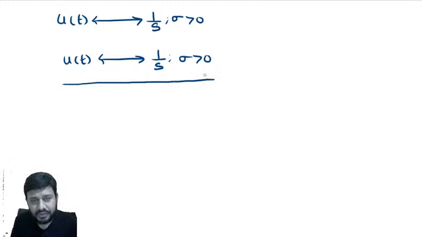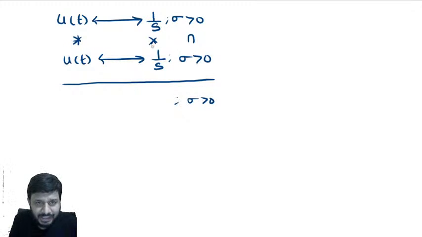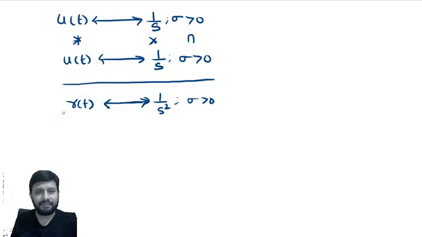Now convolve these two signals in time domain. If you are convolving in time domain, in S domain you have to multiply, and for the ROCs you take the intersection. The intersection is sigma greater than 0. If I multiply the Laplace transforms, we get 1 by s square. From the differentiation in S domain property, we have seen the inverse of 1 by s square for sigma greater than 0 is r of t. And from LTI systems, u of t convolved with u of t is r of t.